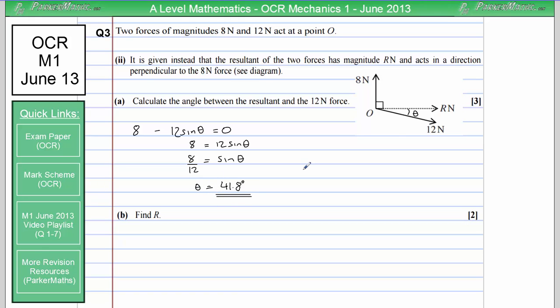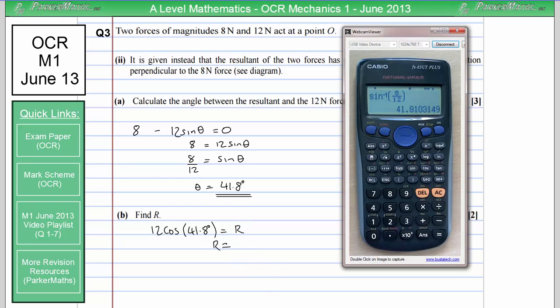Now that we know this angle theta, we can find this resultant force, because when we resolve horizontally we now only have one unknown. The component of this 12 newton force going horizontally is 12 cos theta. We've already figured out theta, it's this value here, but we've got it more accurately stored in our calculator. The component of this 12 newton force must have the same value as the resultant force here because the 8 newton force is perpendicular and doesn't affect it. So we can say that that equals r. Putting that into our calculator gives us 8.94 to 3 significant figures.